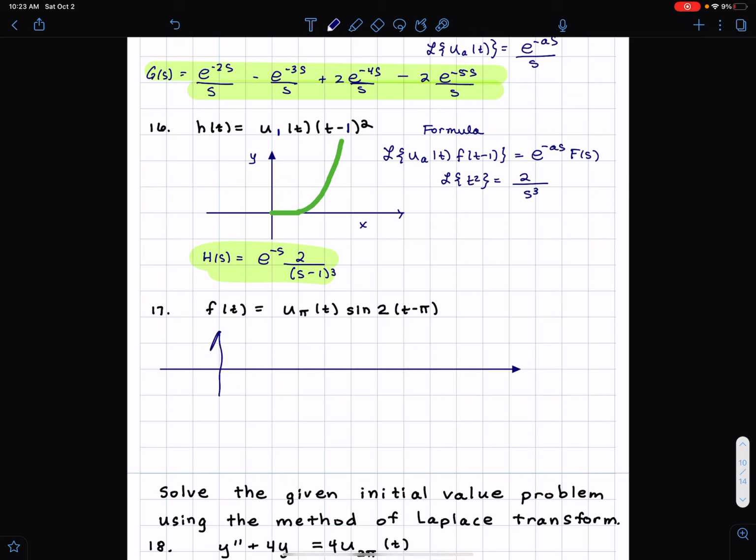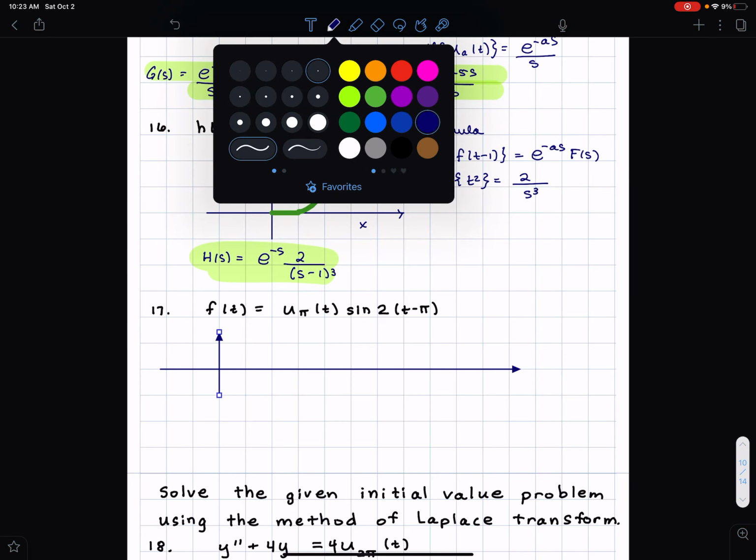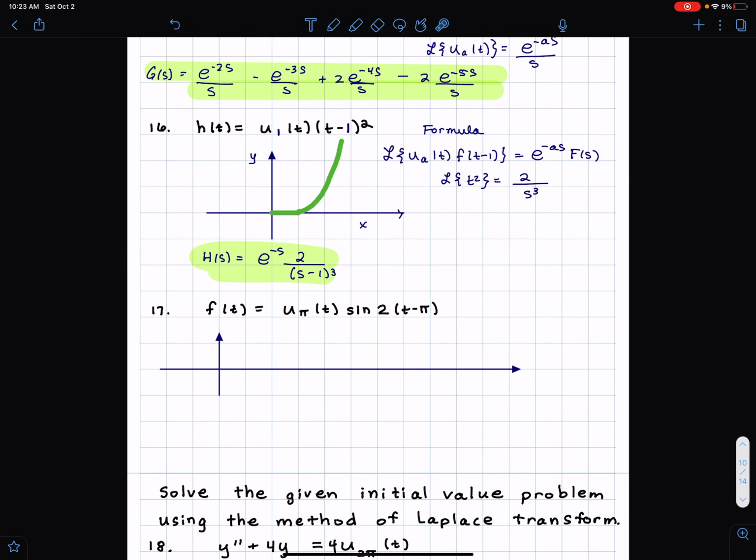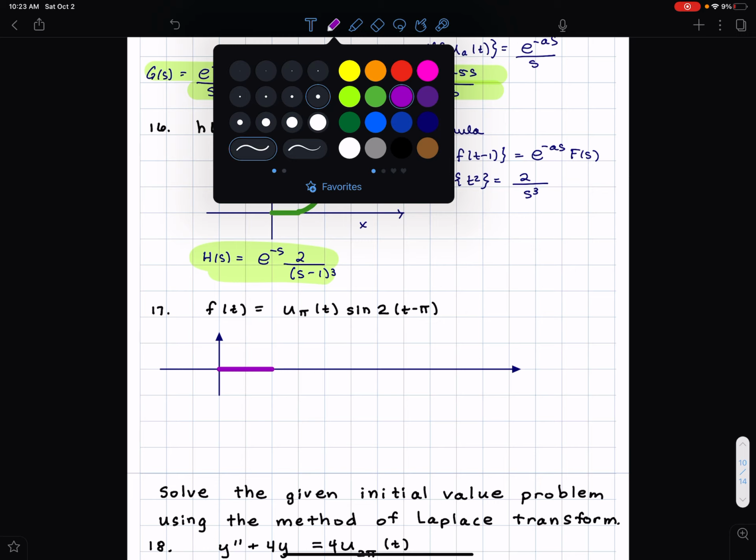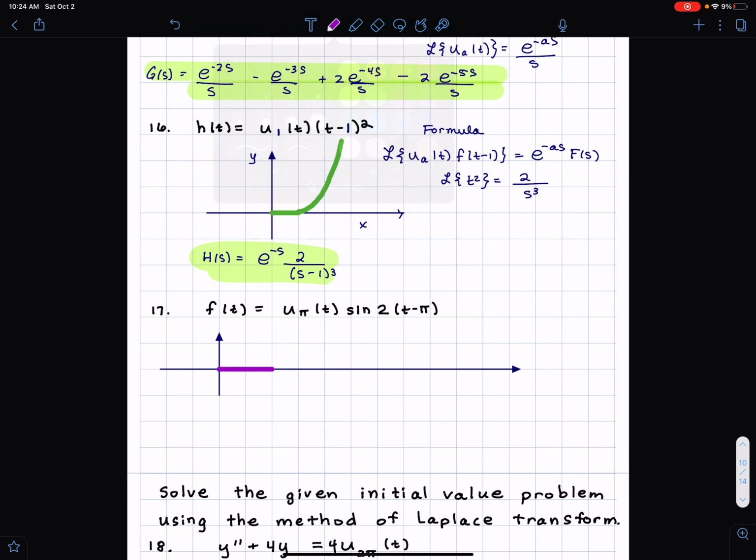This next one, the function turns on at pi, so it's 0 up to pi. I'm not going to use the scale, but pi is about 3, so I'll make pi up here at 3. Here's pi. And then I turn on this function sine of 2 times t minus pi, which is shifting sine of 2t to the right by pi. And by the way, the period is 2 pi over 2, which is pi.